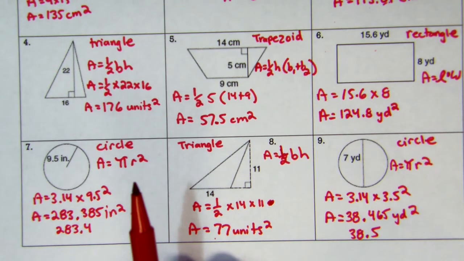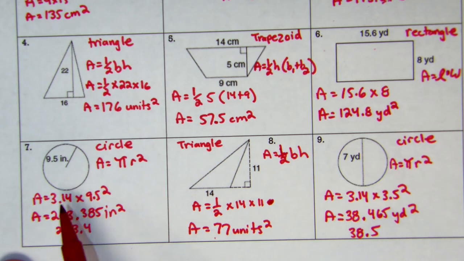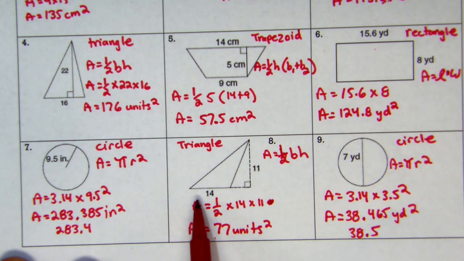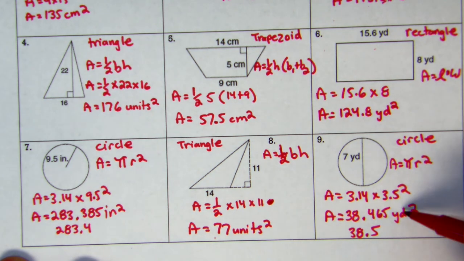Then we have number 7 here. We have 283.4 inches squared, or 0.385. Number 8 was a triangle. Make sure you use the full base there, and then our height. We get 77 units squared. And lastly, number 9 is a circle. We get 38.5 yards squared, or 38.465 yards squared.